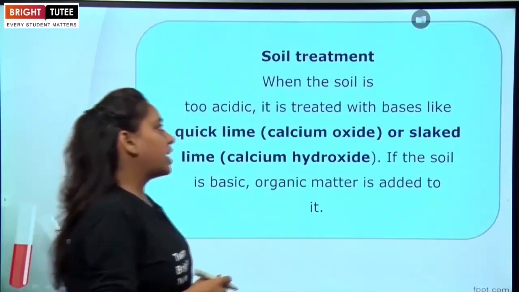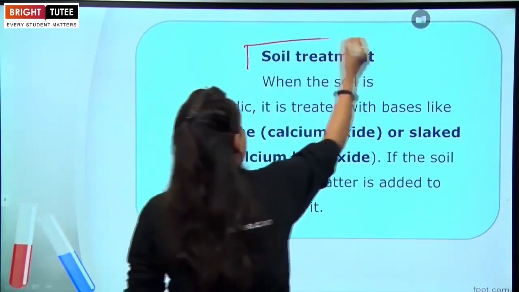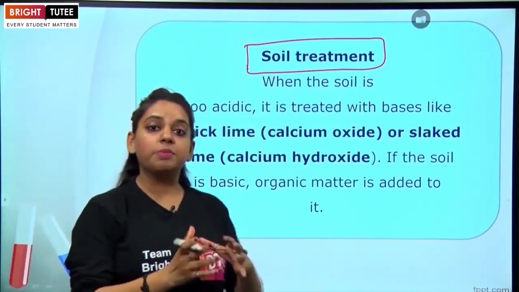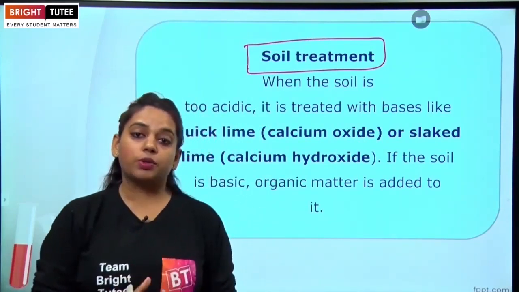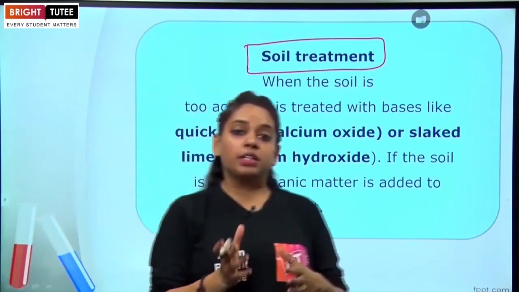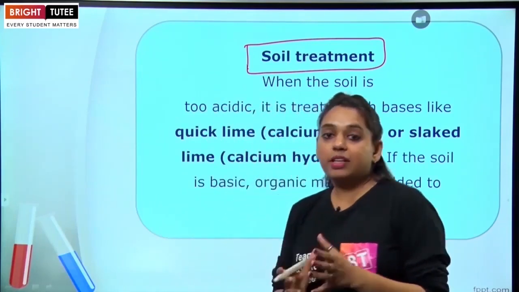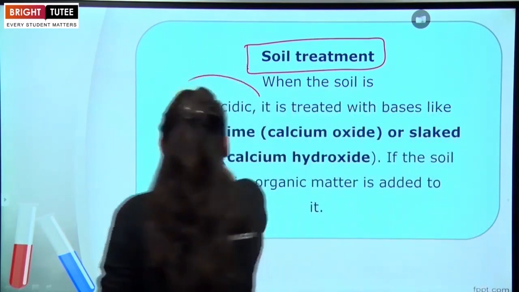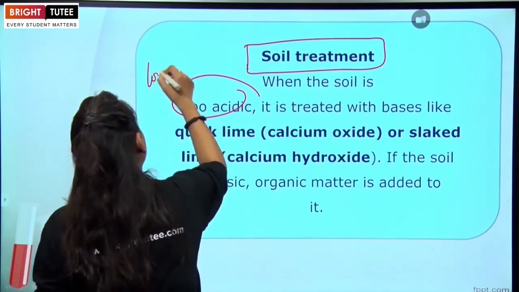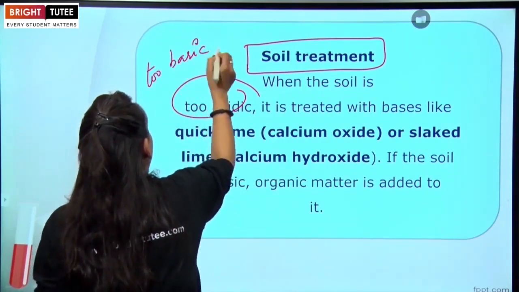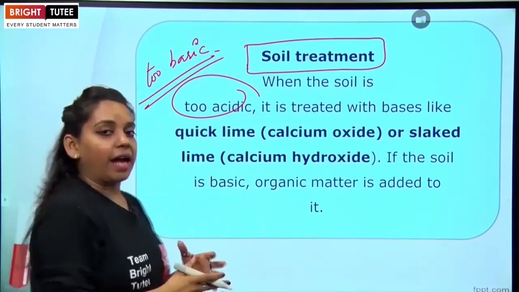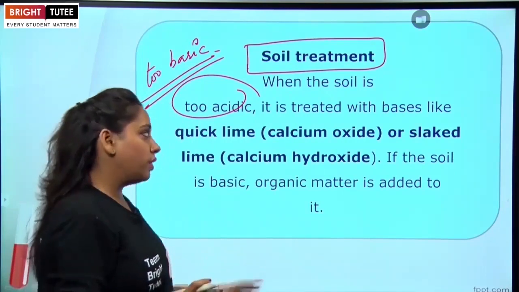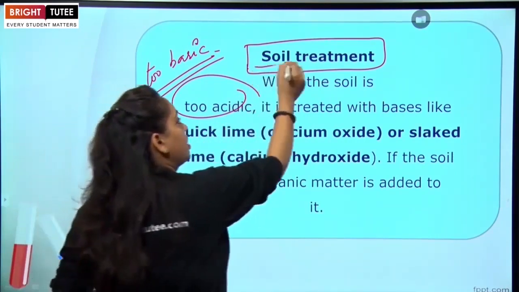Let us move ahead towards next, and it is the treatment of soil. So children, do you know that even plants require a perfect medium, neither acidic nor basic, in order to grow well? And when the medium is not very neutral, I mean to say that whenever the medium becomes either too acidic or too basic, plants do not grow very well. So in such cases, we add acids or bases in order to neutralize the effect and achieve our target soil, which is neutral soil.